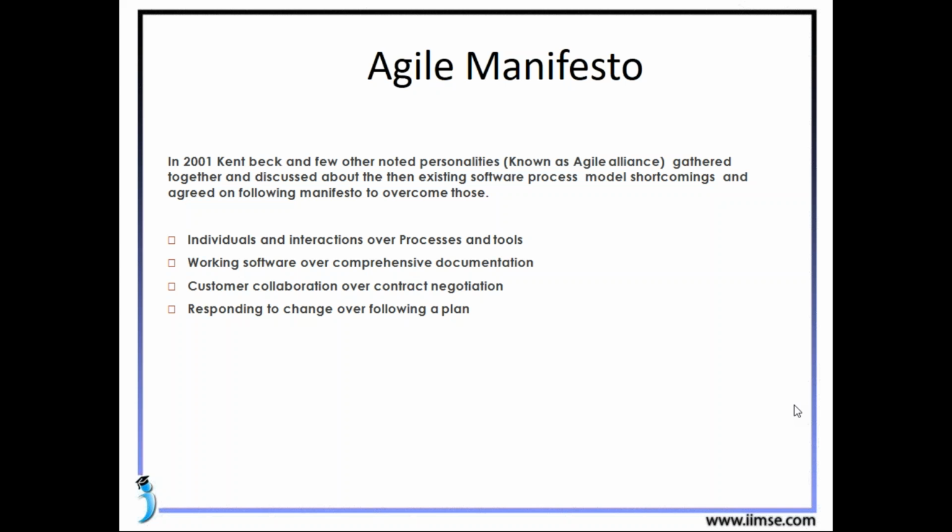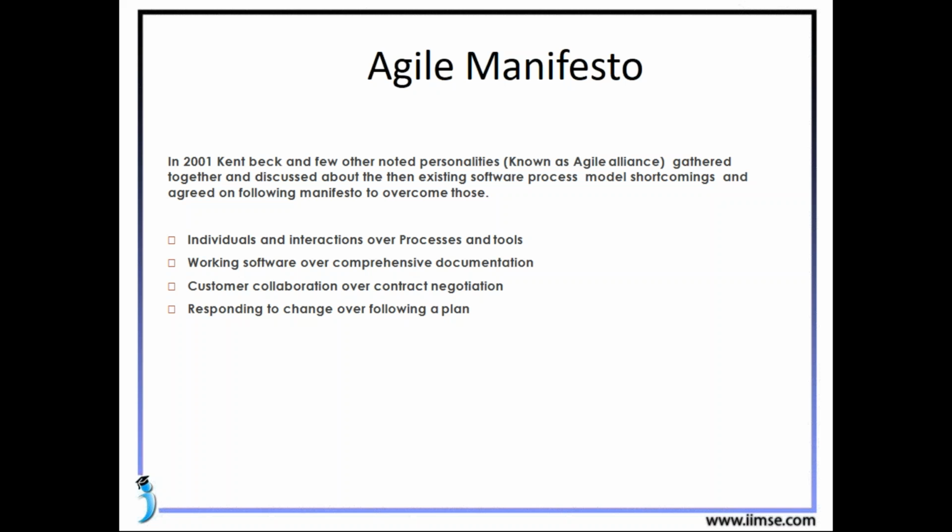Okay, now these issues, in fact, with the waterfall model, people found that there were lots of lacunas in the software development model. So some big industry thinkers, authors and certain important people came together in 2001, and a few other noted personalities gathered in the name of the Agile Alliance. This name was given as the Agile Alliance.